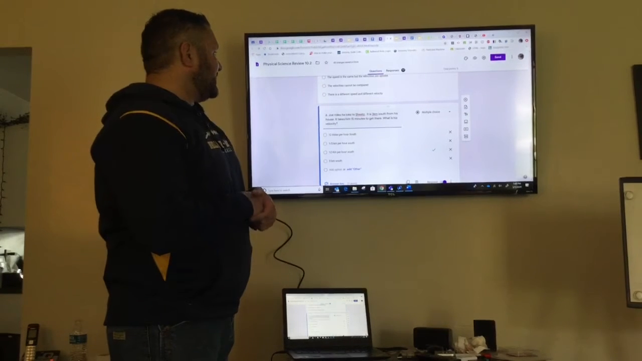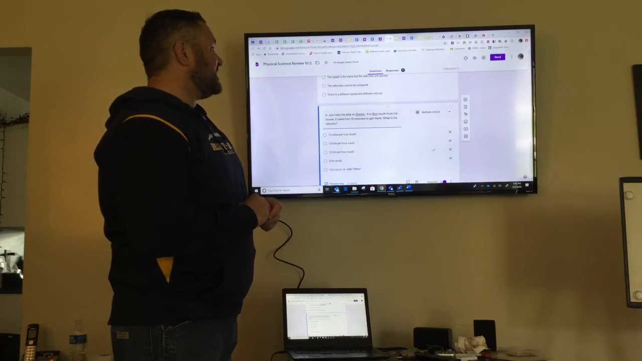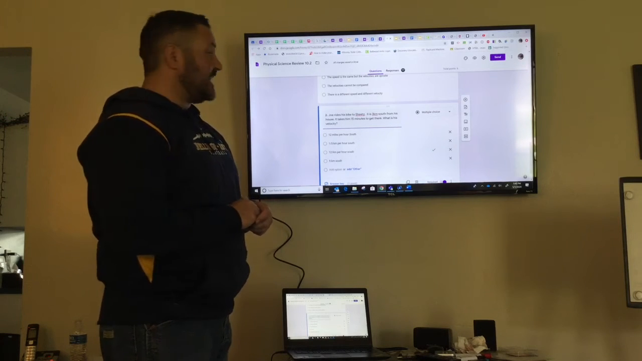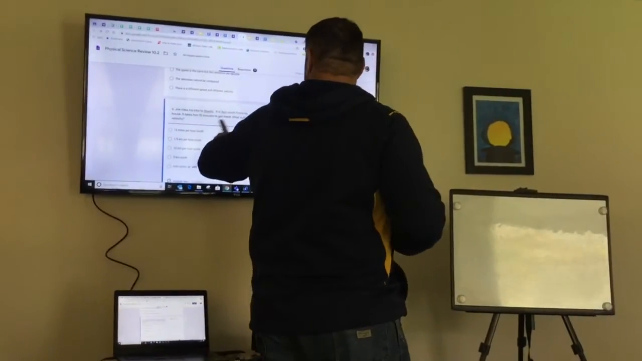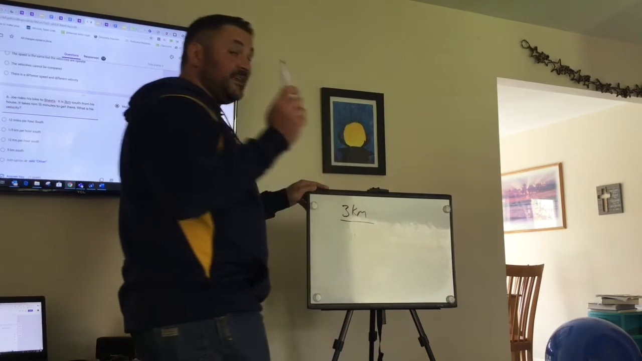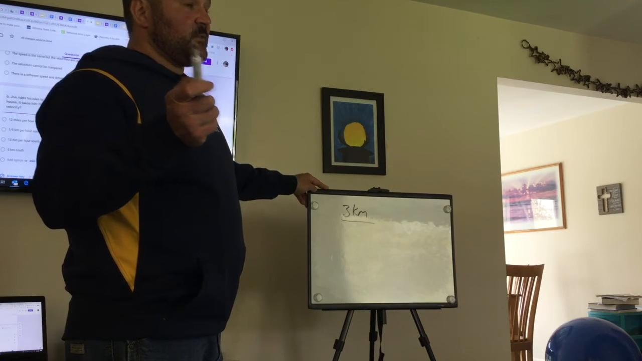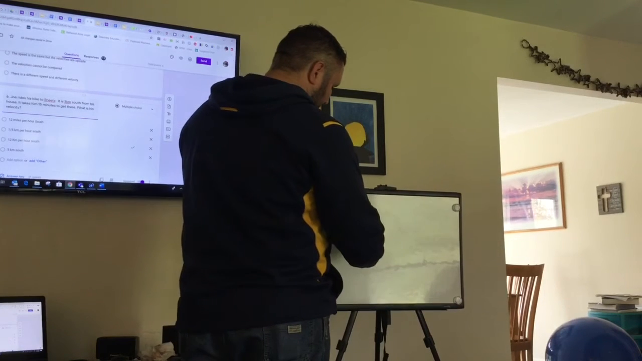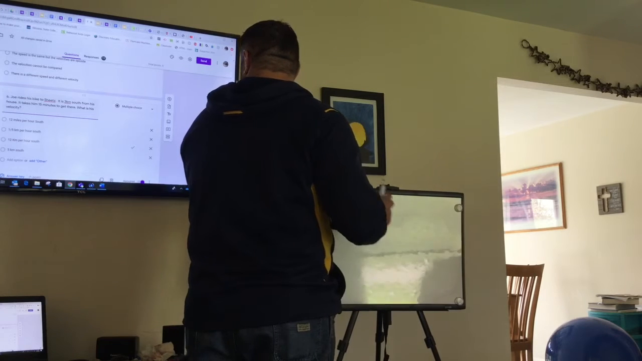Joe rides his bike to Sheetz. It is 3 kilometers from his house. It takes him 15 minutes to get there. What is his velocity? To do this, all right, so 3 kilometers in 15 minutes. How many times does 15 minutes go into an hour? It is 4 times. So that's actually 0.25 hours.